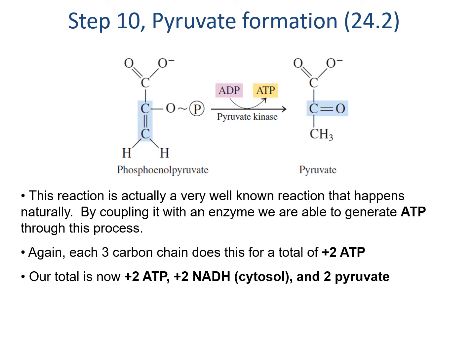This brings us to a total of 2 ATP produced per glycolysis, 2 NADH produced by glycolysis in the cytosol, and 2 pyruvates. So our net yield is 2 ATP, 2 NADH in the cytosol, and 2 pyruvate.